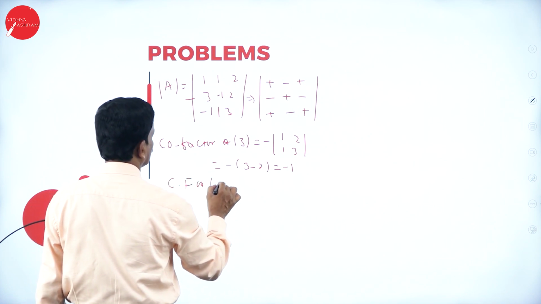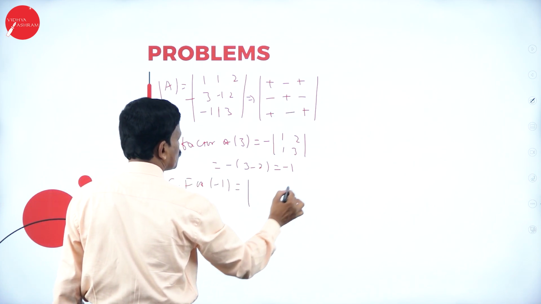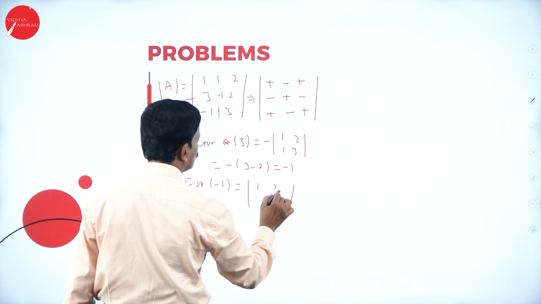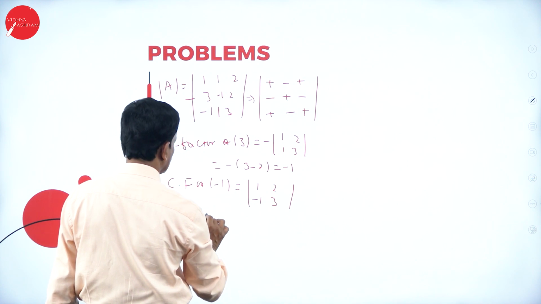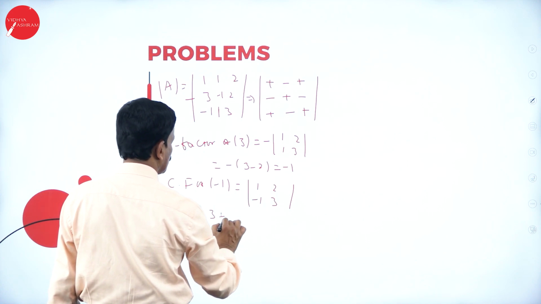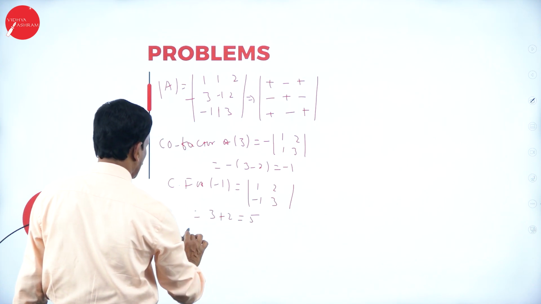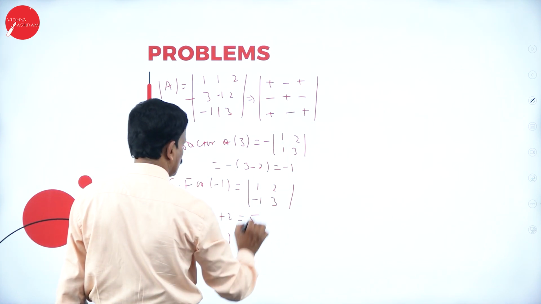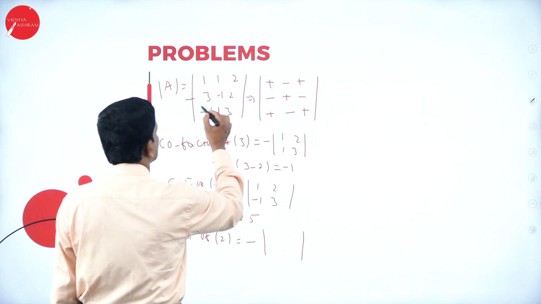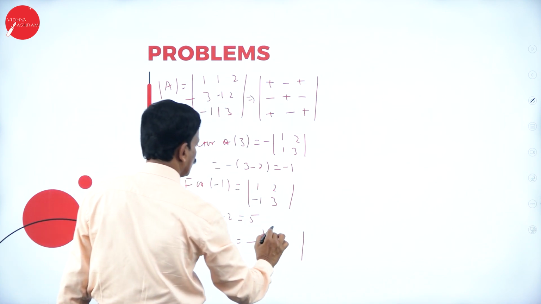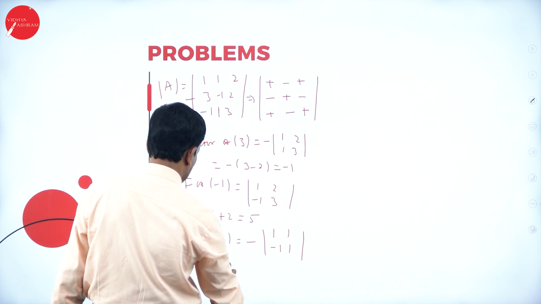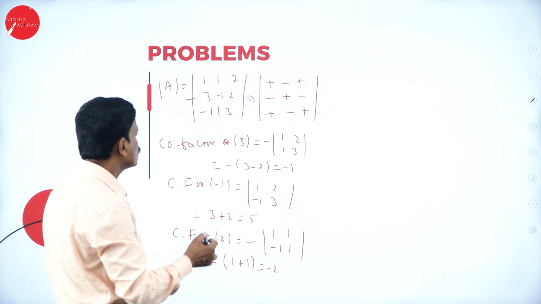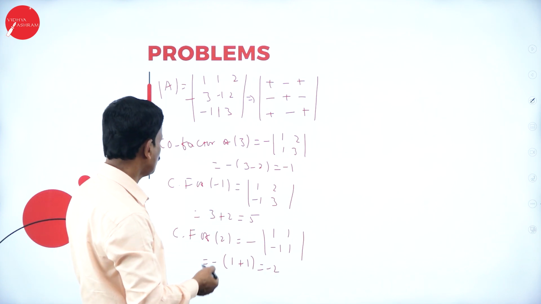Similarly cofactor of minus 1, the sign is positive, this row and column is deleted, 1 2 minus 1 and 3, this is equal to 3 1s are 3, minus into minus plus, that's equal to plus 5. And the cofactor of this 2, what is the sign for this? It is minus, negative sign, this row and column is gone, 1 1 minus 1 1, 1s are 1, minus into minus plus, that's equal to minus 2. So the cofactor for second row is minus 1, 5 and minus 2.